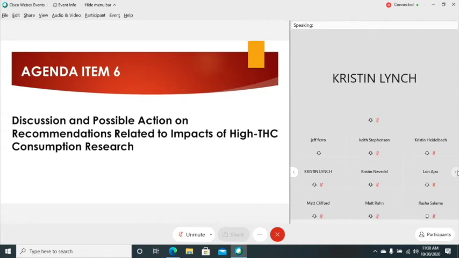Very good. I appreciate those comments, Committee Member Lynch. Committee Member Nevidal, would you like to try to take a stab at how you see the motion being phrased in a way that you could see that there's equality between the benefits and the possible negative effects?